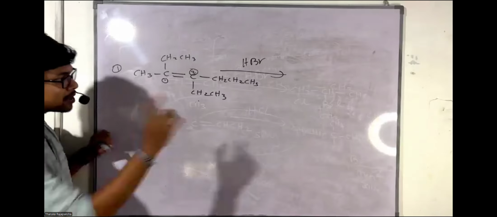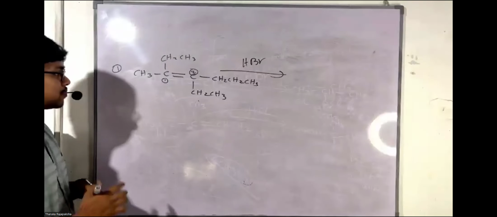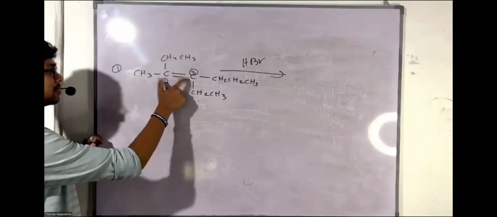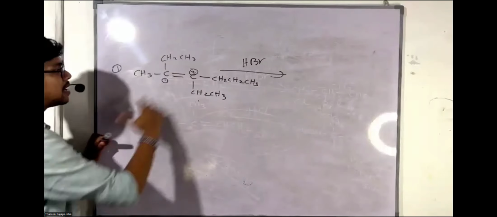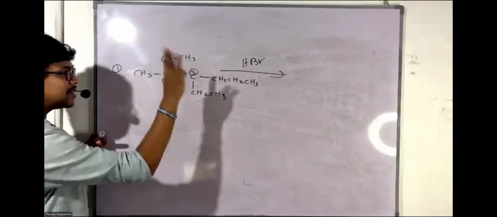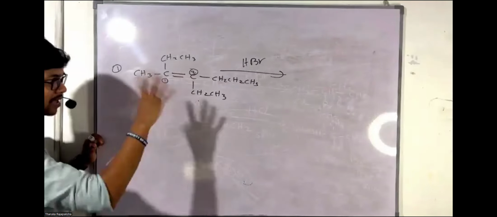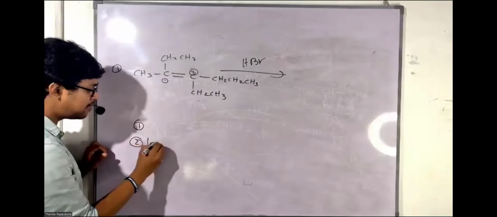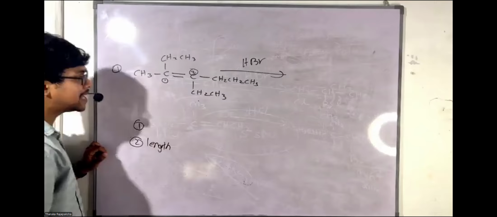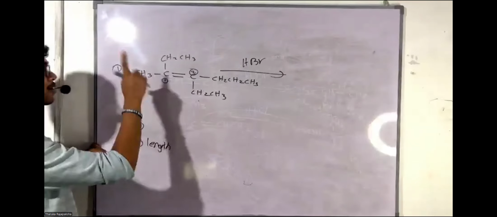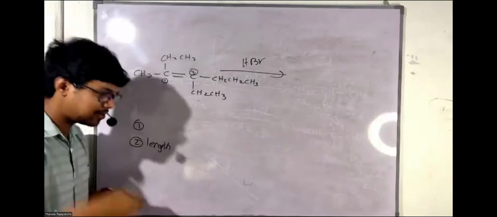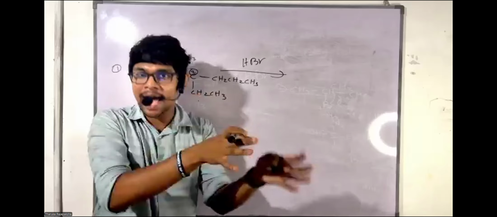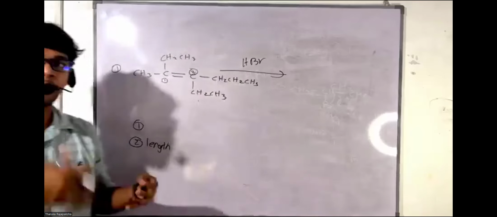Now we have to compare. Now look at the neighbors. There are 3 carbons for this carbon, and 3 carbons for this carbon. So that's fine. The next thing we check is the length of the carbon chain. Now this one's length is only 1 carbon. The carbon which the Br is attaching to should be larger, then only it will get more protection, right?